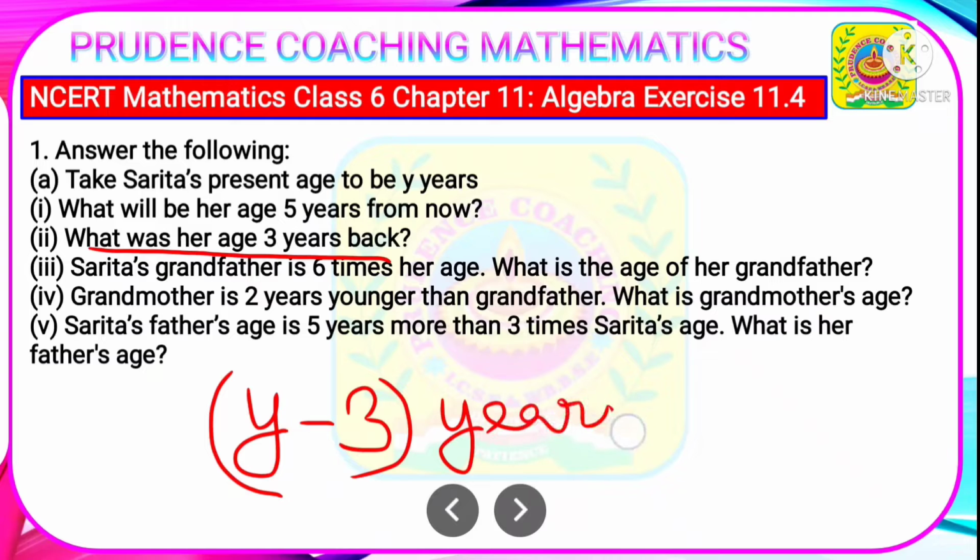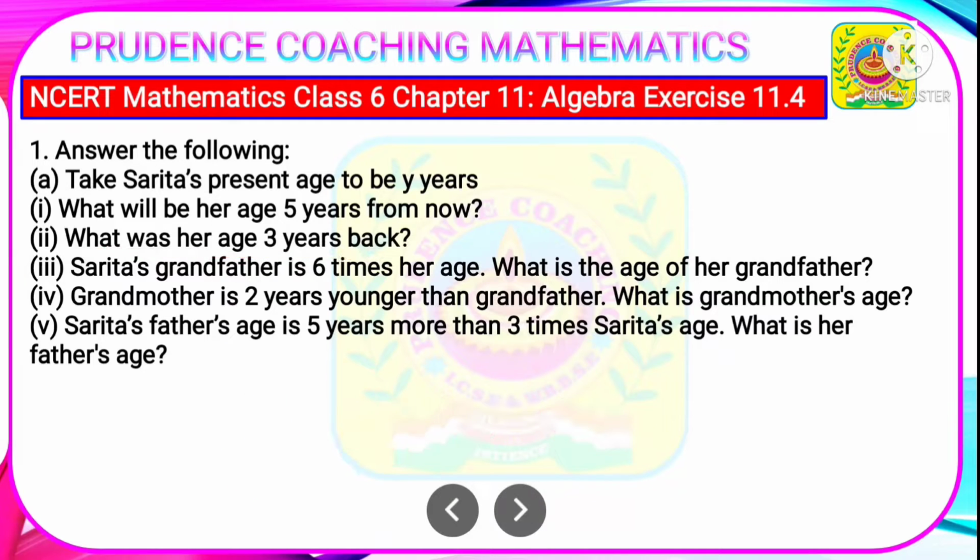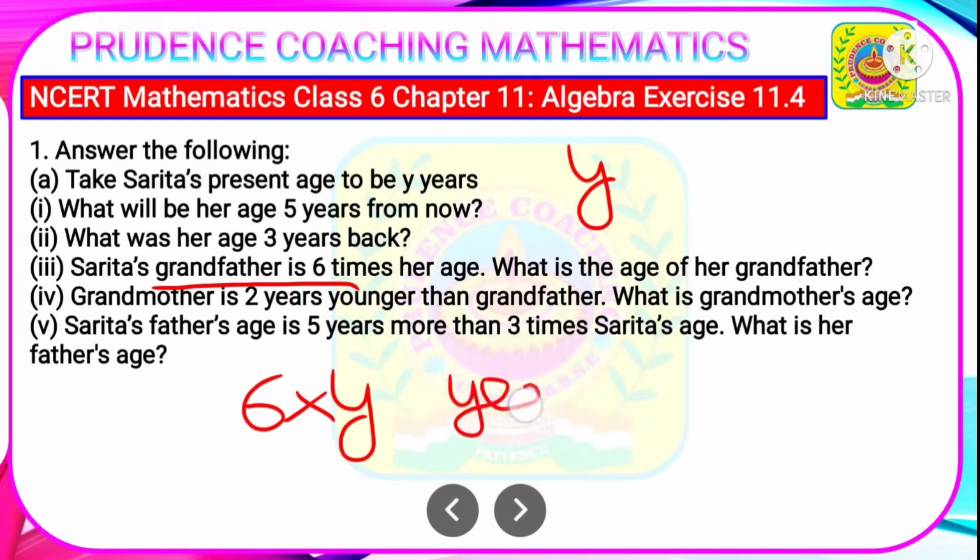Okay. Now next question. Sarita's grandfather is 6 times her age. That means if her age is y, her grandfather is 6 times, that means 6 into y. So her grandfather is 6 into y years old. Okay, as it is said, 6 times.